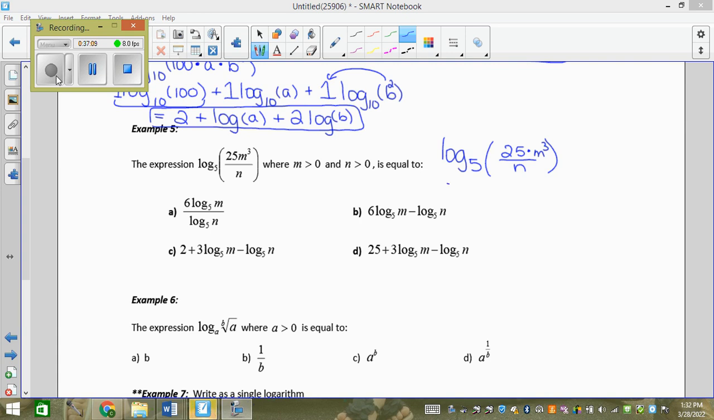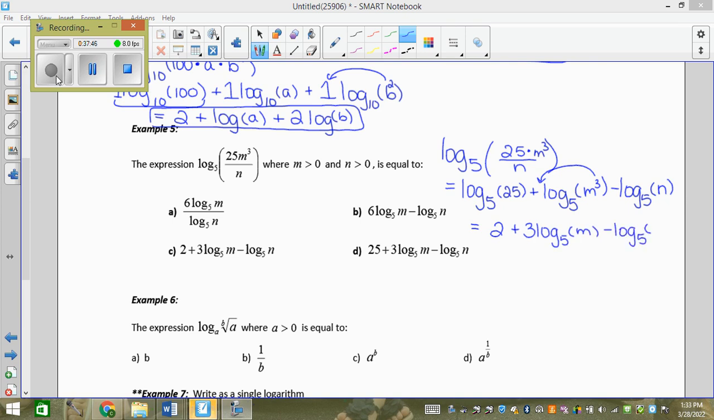So this equals log base 5 of 25 plus log base 5 of m cubed minus log base 5 of n. Log base 5 of 25. 5 to what exponent is 25? 2. And then I can take that 3 and I can do what with it? Drop it in front. So I'm going to get plus 3 log base 5 of m minus log base 5 of n. And it matches C.